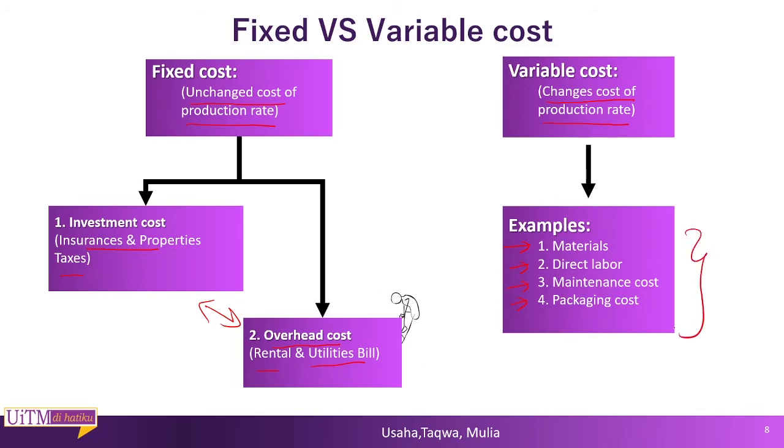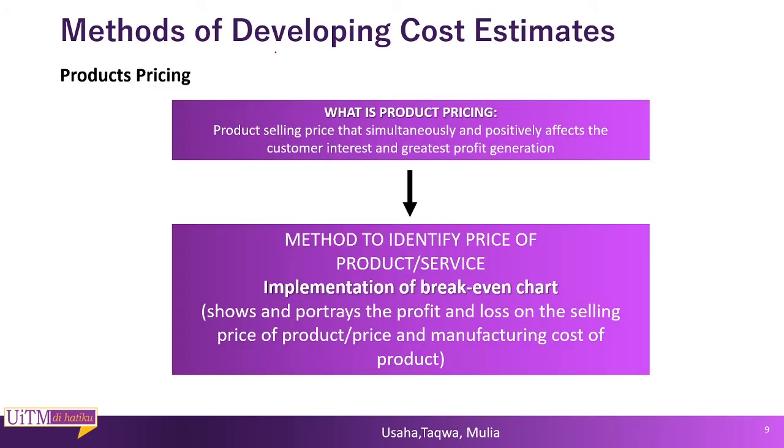All these costs change according to production. Why do we learn about cost? It is because we need to develop cost estimation. Cost estimation is important for product pricing. So what is product pricing? It is the product selling price that simultaneously and positively affects customer interest and greatest profit generation.